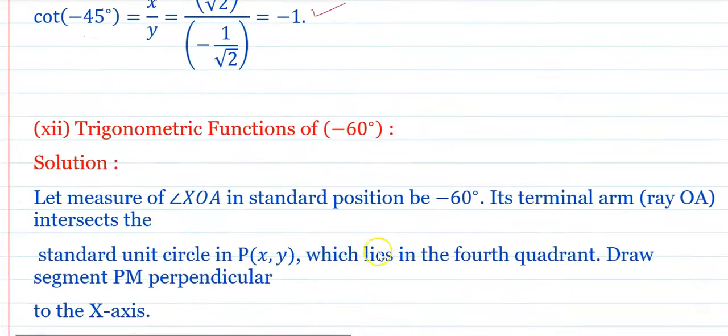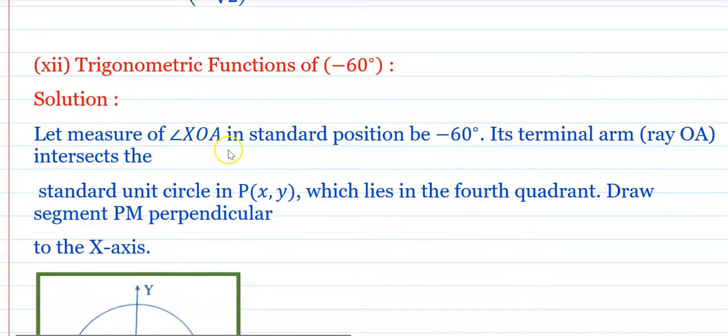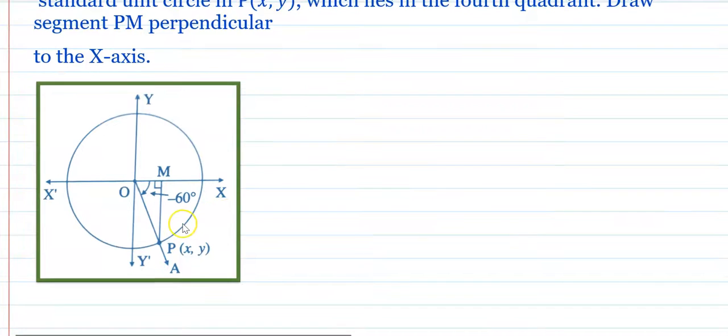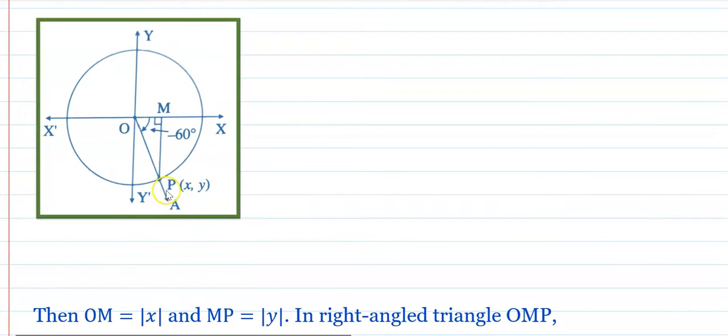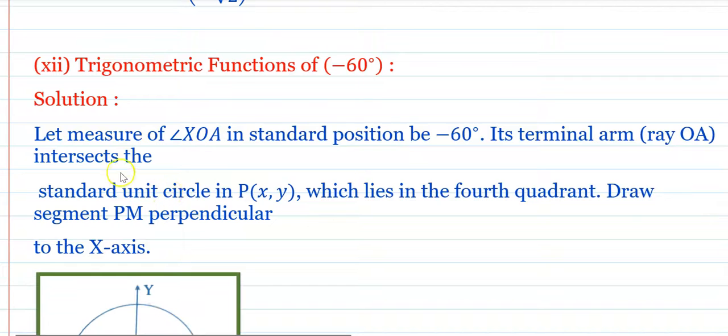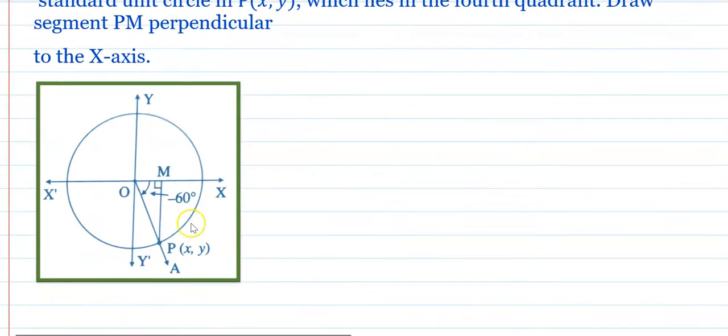Now the next, trigonometric functions of minus 60 degrees. Let the measure of angle XOA in a standard position be minus 60. Its terminal arm ray OA intersects the standard unit circle in the point P(x, y), which lies in the fourth quadrant. Again draw the perpendicular, PM perpendicular to the x-axis. Every time we draw the perpendicular on the x-axis. The measure of this angle is 60. But what about the measure of this angle?